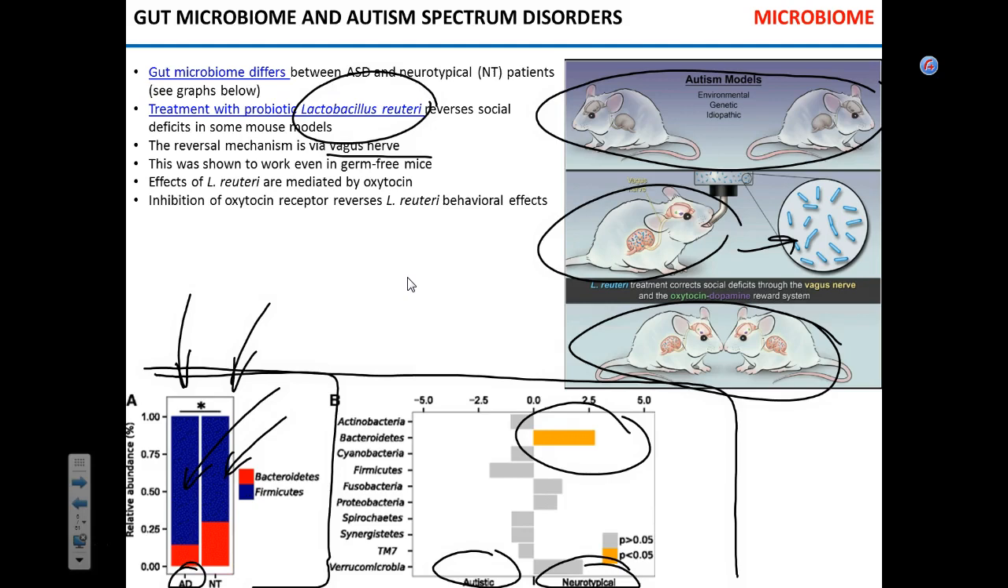So obviously something happens in the gut that sends the signal via the vagus nerve all the way to the brain, brain stem, and then from brain stem something happens. And then, I don't know, maybe there's some kind of a response back. Moreover, they were curious which chemical is responsible, which neurotransmitter. And it turns out, it's oxytocin. They knocked out oxytocin receptor. And when they knock out oxytocin receptor, Lactobacillus reuteri loses its efficiency.